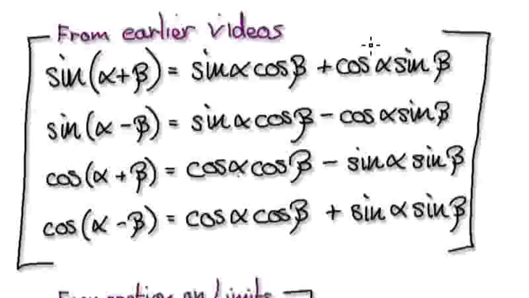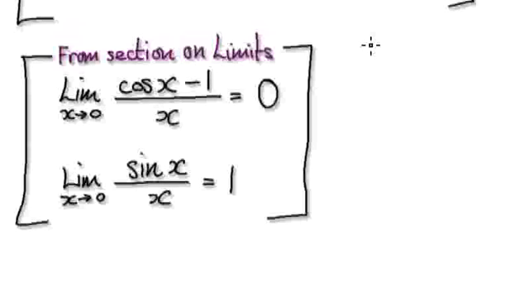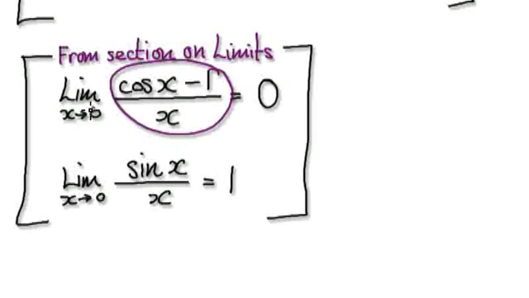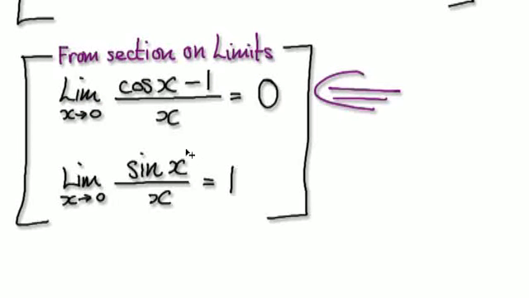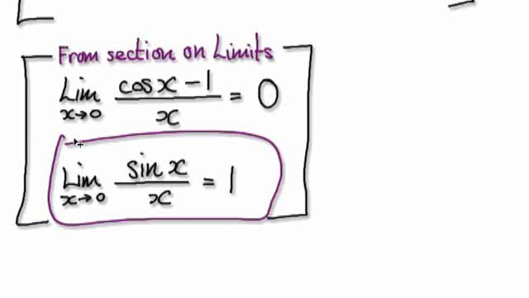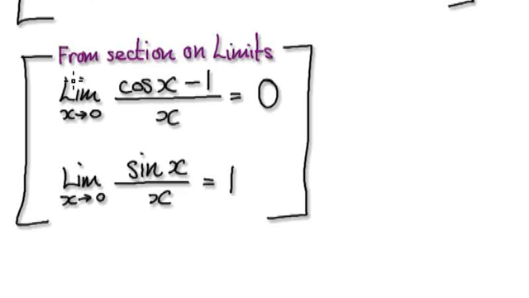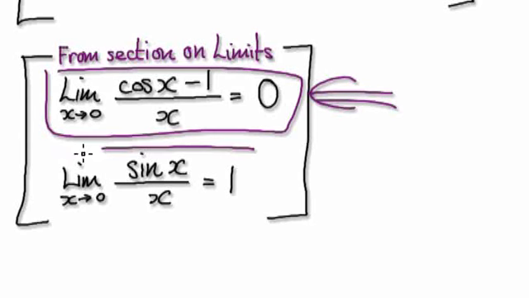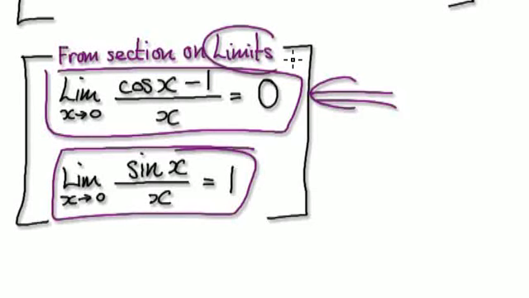Okay, and also from our section on limits, I need you to accept this. In our section on limits, we did a lot of work on this. The limit of this thing here as x tends to 0 is 0, and we did lots and lots of work on this one here. And also this one here, the limit of this as x approaches 0 is 1, and again we've done lots and lots of work on this one here. So here I'm going to have to assume that you understand these two here. Okay, if not, then go back to our section on limits.